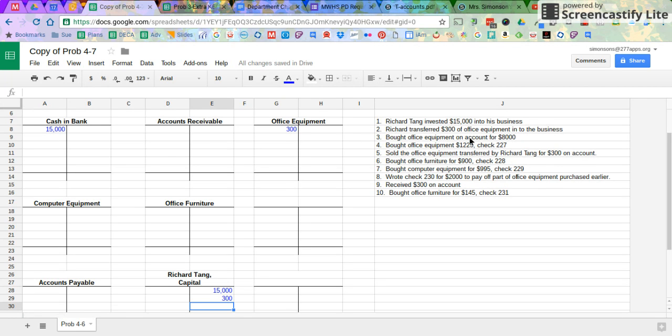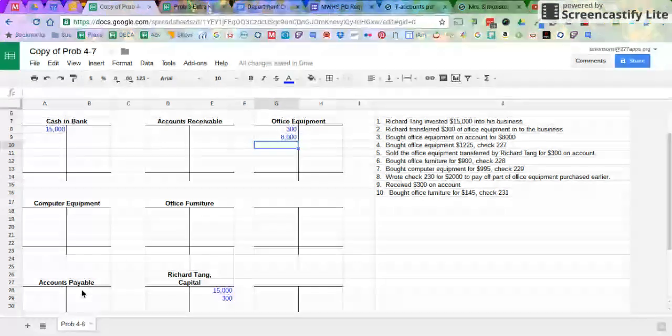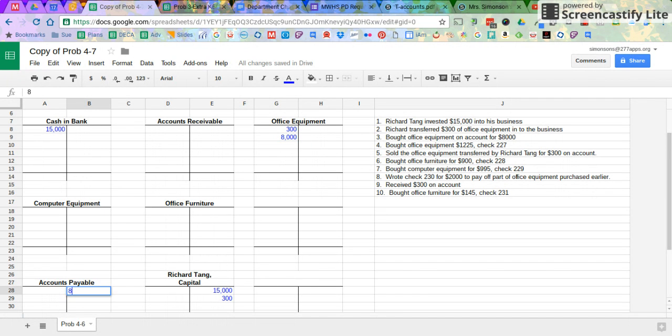We bought office equipment on account for $8,000. So we're going to come over here, and office equipment is increasing, so that's on the debit side. And on account means accounts payable, and accounts payable increases on the credit side. So my debits and credits are equal.